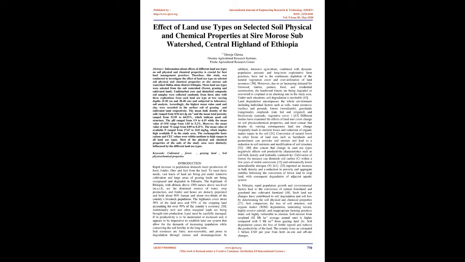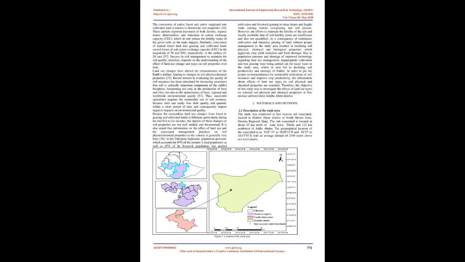Conversion of natural forest to other forms of land uses such as farmlands and pasture lands can provoke soil erosion and lead to a reduction in soil nutrients and modification of soil structure. Others also concur that change in land use types negatively affects soil productivity characteristics such as soil bulk density and hydraulic conductivity. Cultivation of forests, for instance, can diminish soil carbon, C, within a few years of initial conversion and substantially lower mineralizable nitrogen, N.